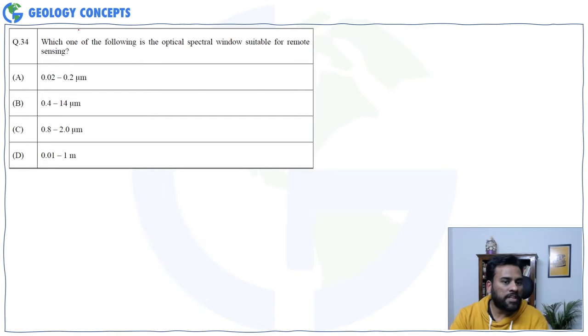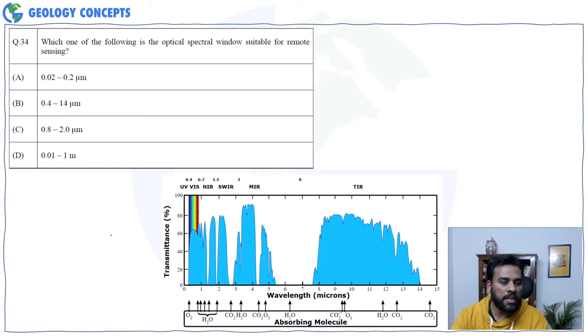34. Which of the following is the optical spectral window suitable for remote sensing? So if you see the windows here, it starts from around 0.4, right? And it goes till about 14, right? From 0.4 to 14, there are many windows here, right? So optical spectral window is from 0.4 to 14 micrometers. Okay.